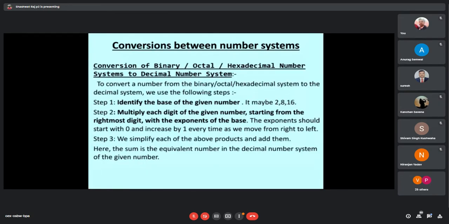Now we will understand in detail conversion between number systems. First, conversion from any other number system to the decimal number system. It can be binary, octal or hexadecimal. Step 1 is to identify the base of the number. For binary it will be 2, for octal it will be 8, for hexadecimal it will be 16. Now multiply each digit of the given number, starting from the rightmost digit, by the exponents of the base. The exponent should start with 0 and simply increase by 1 as we move from right to left. We simplify each of the above products and add them. The sum is the equivalent number in the decimal number system of the given number.